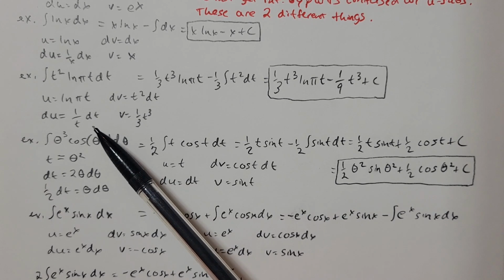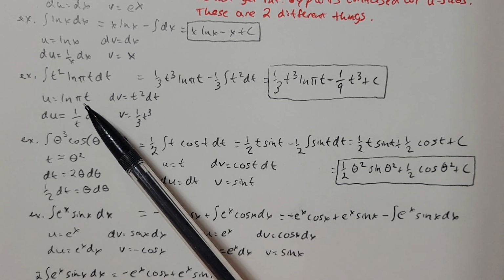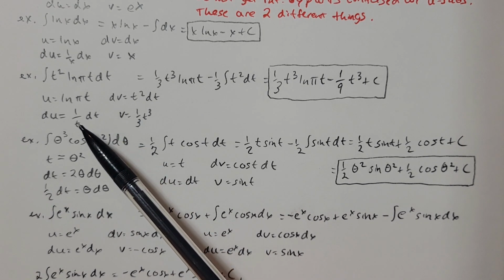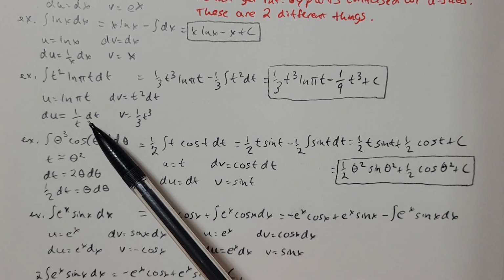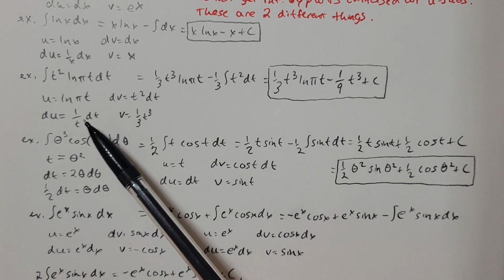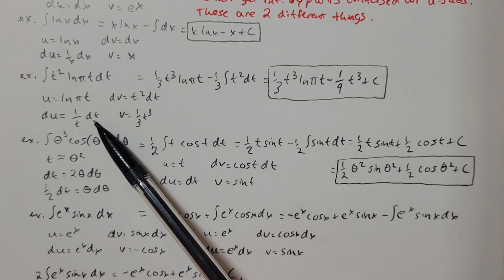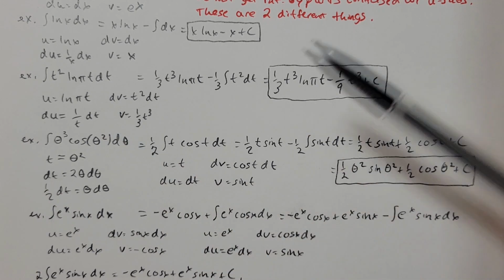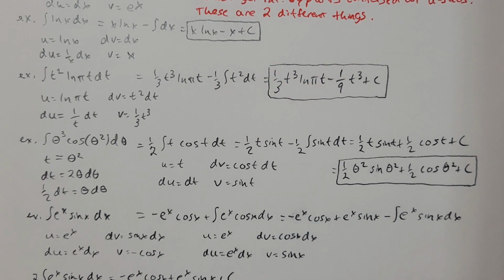du then would be the derivative of the ln of pi times t. That's going to be a chain rule. So it'd be 1 over pi times t times the derivative of pi times t, that's pi. So you got pi divided by pi times t, the pi's cancel, leaving you with 1 over t, and then dt. Again, don't forget about that. The antiderivative of t squared would be 1/3 t cubed.